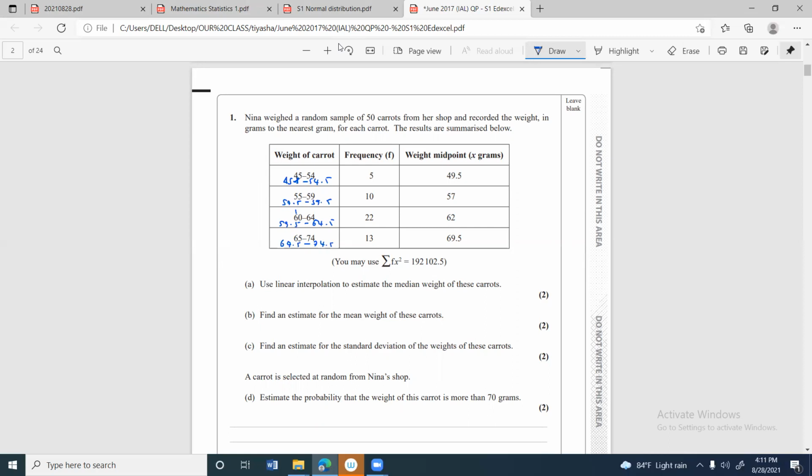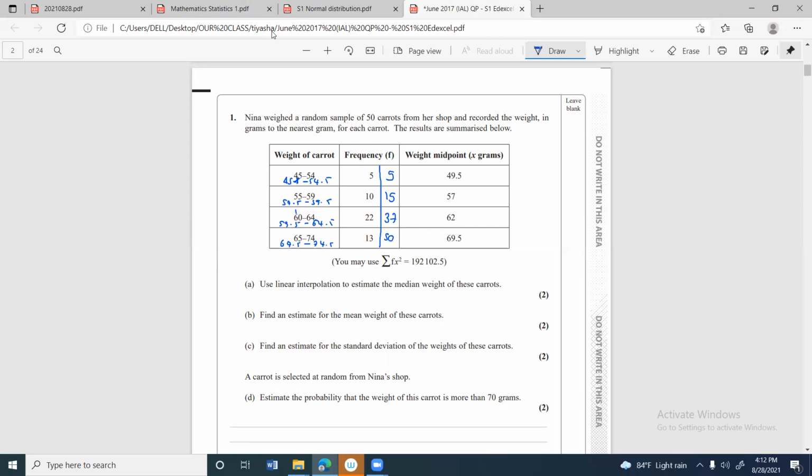Use the linear interpolation to find the median weight of these carrots. So initially, to find the linear interpolation, the first step is we need to make the cumulative frequency over here. I write the cumulative frequency for this. How to find the cumulative frequency: it is 5. Add this 5 to 10, it's 15. This 15 to 22 is 37. This 37 plus 13 is 50.